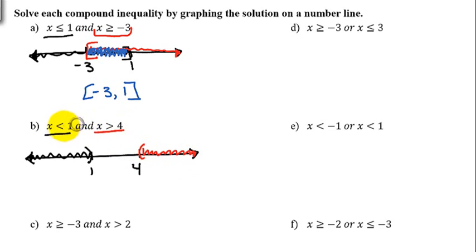Remember, this is and, so this has to be true and this has to be true in order for it to be part of the solution. And so that's the intersection. Both of these were intersections. And the black and the red don't intersect anywhere, and so there is no solution.